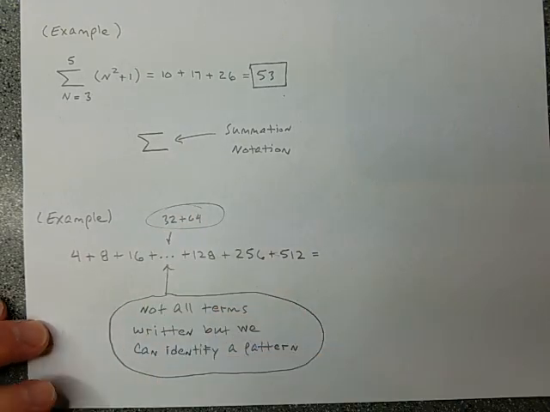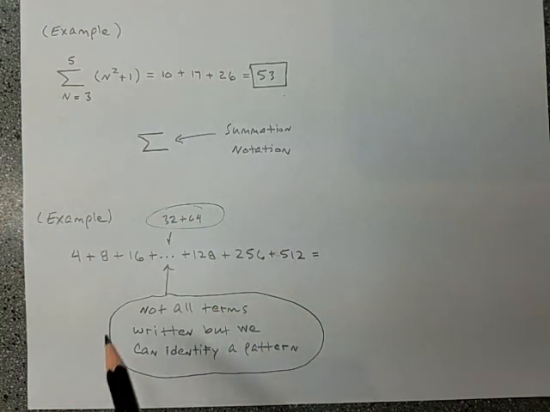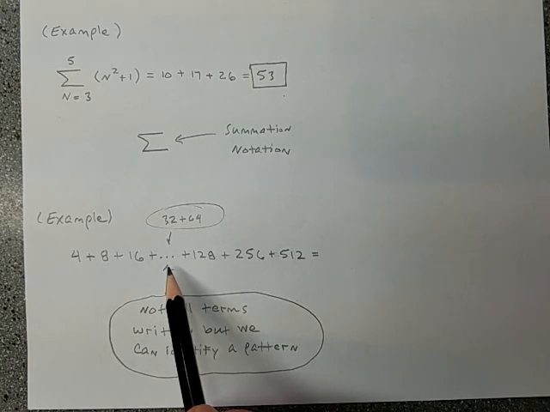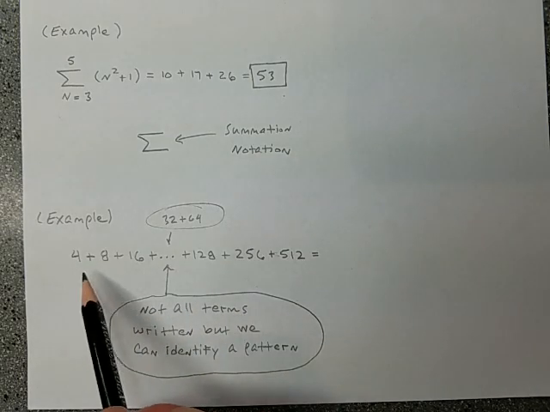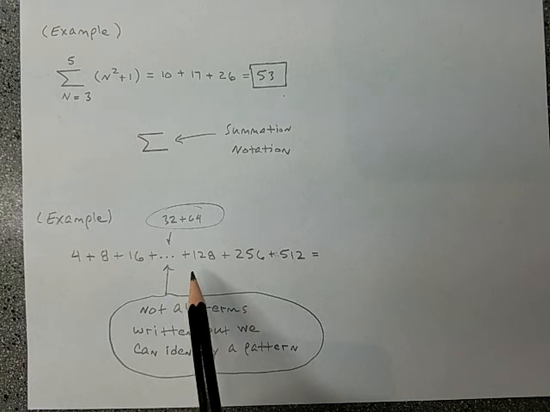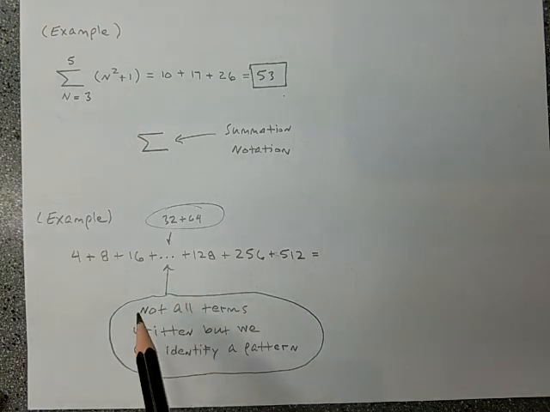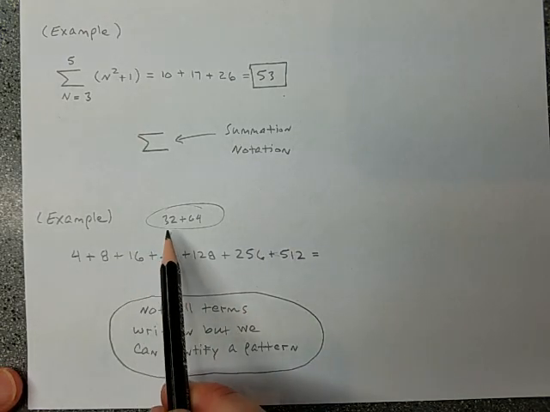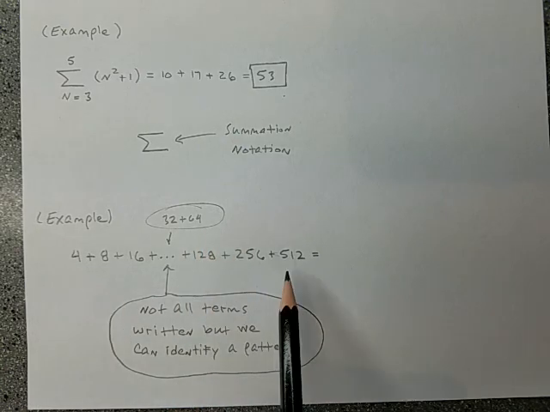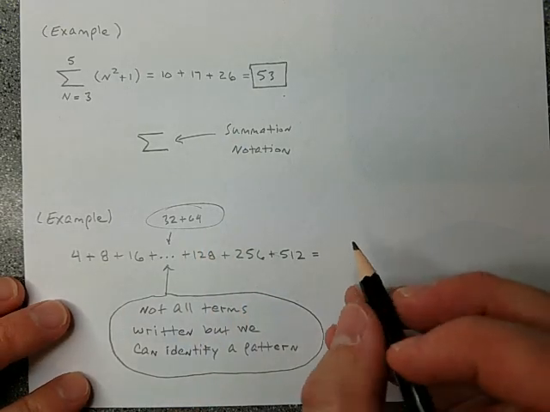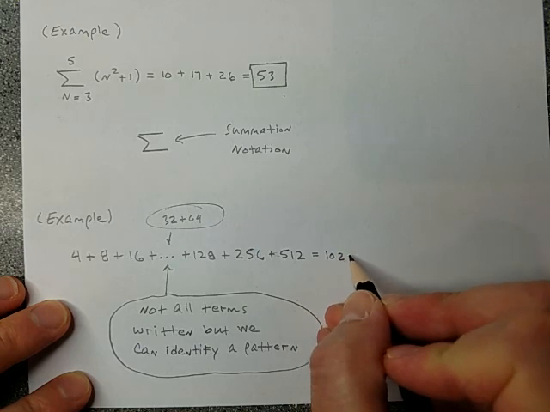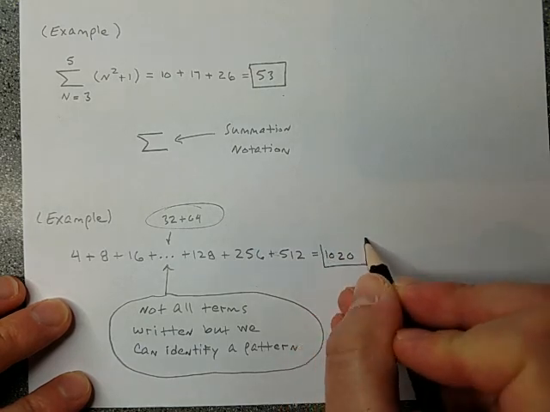So, yeah, sometimes things are written that way with the ellipses to indicate that something has been left out, but there's a pattern that we should be able to identify to figure out what it is, okay? Well, anyway, so 4 plus 8 plus 16 plus 32 plus 60. Keep going. Add all that together. That's going to be 1,020, all right? And then there's our answer.